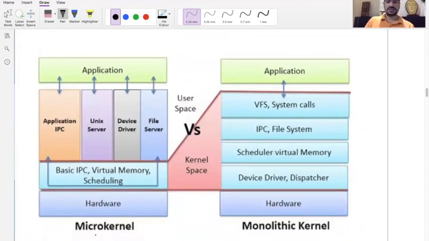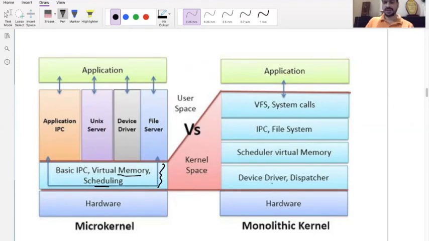So you see, this is a microkernel, where this is the kernel part. There is only basic inter-process communication, then virtual memory, how virtual memory is going to be managed, and scheduling. Scheduling covers CPU scheduling and disk scheduling. Only these parts are in the kernel, and other parts like applications, interprocess communication, Unix server, device drivers, and file servers are all independent modules running in the user space.